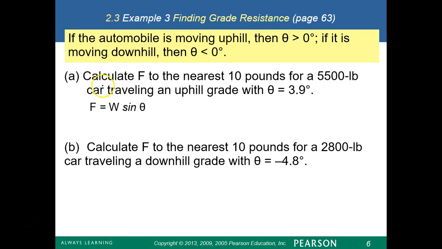All right, so here are questions about what we were just looking at in the previous slide. It says calculate F to the nearest 10 pounds for a 5,500 pound car traveling uphill, an uphill grade with theta equaling 3.9 degrees. So we got all the information. We have the weight, that is our pounds here, that's the weight of the car, and we have our angle theta, that's given right here. So just plug away into your formula, and then we're going to plug into our calculator.